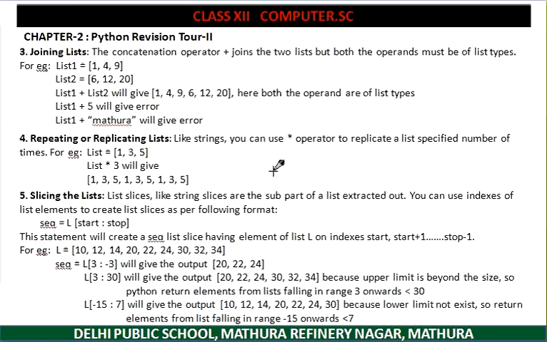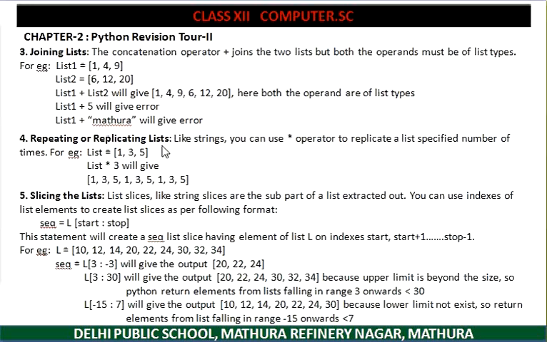Now third, joining lists. The concatenation operator plus is used for joining lists, and this joining is only possible if both the operands are of list type. So here list 1 is equal to 1, 4, 9, list 2 is equal to 6, 12, 20. By adding you will get 1, 4, 9, 6, 12, 20. If you are adding a number to a list, it will give an error. If you are adding a string to a list, it also gives an error. So joining is only possible if both the operands are of list type.